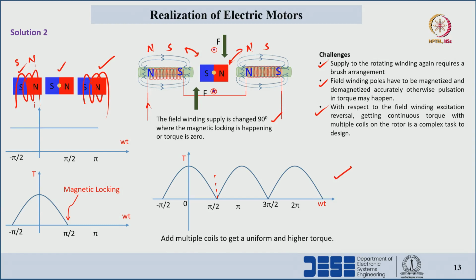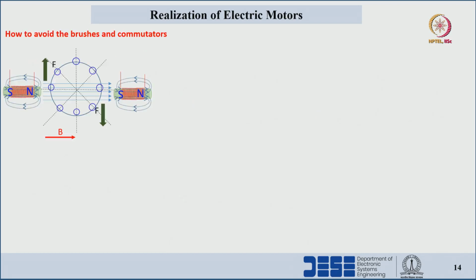If we add multiple windings at the stator side, like this is one field pole, same kind of field poles we can make multiple field poles, then we can get the smoother torque. So, this is the working principle of a DC machine. So, we have realized the machine from the basic principles of magnetic fields. Now, we will see how to avoid the brushes and commutators.